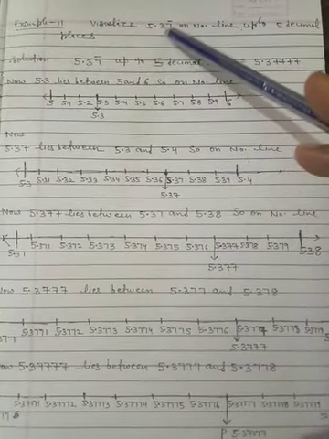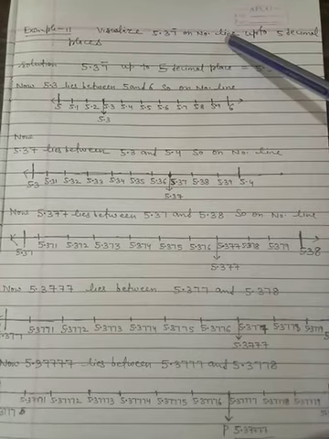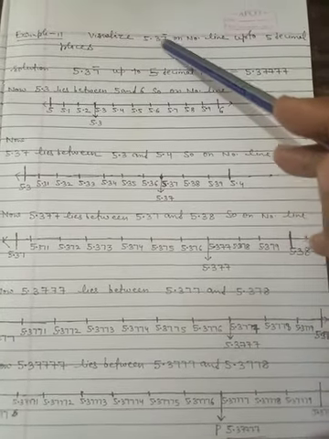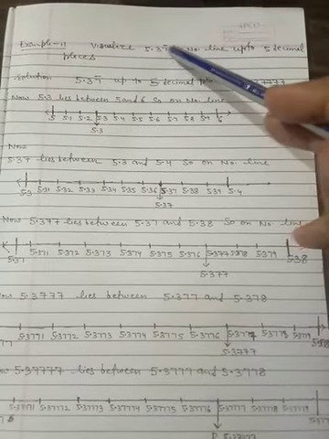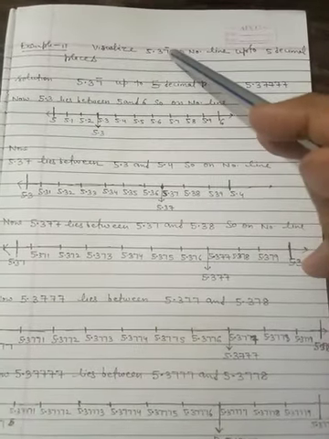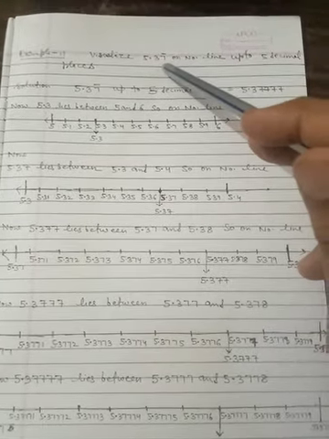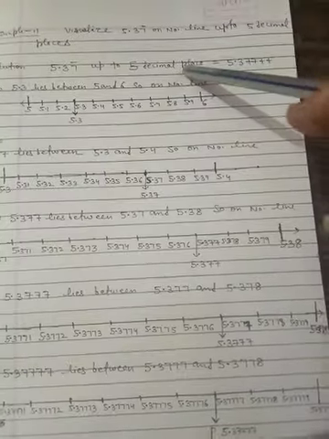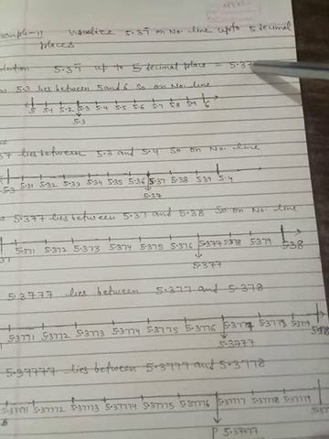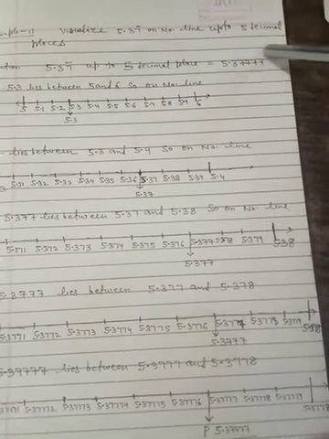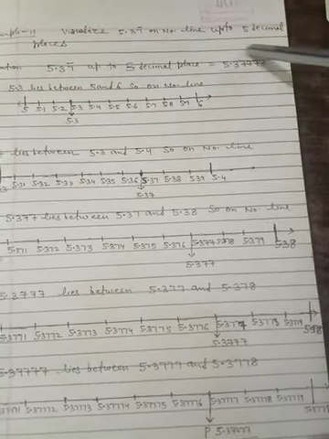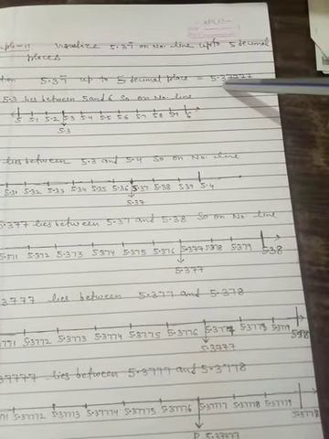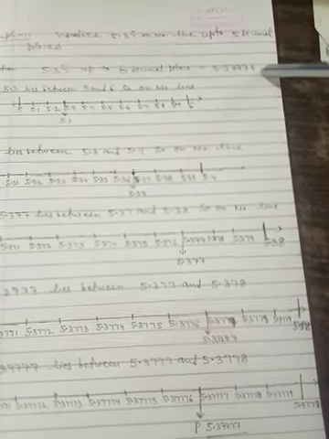Visualize 5.37 bar on number line up to 5 decimal places. Now 5.37 bar, 7 bar means our repeating block is 7. So 5.37 bar up to 5 decimal places will be equal to 5.37777. 5 places, 1, 2, 3, 4, 5 after decimal. So 5.37 bar up to 5 decimal places will be 5.37777.